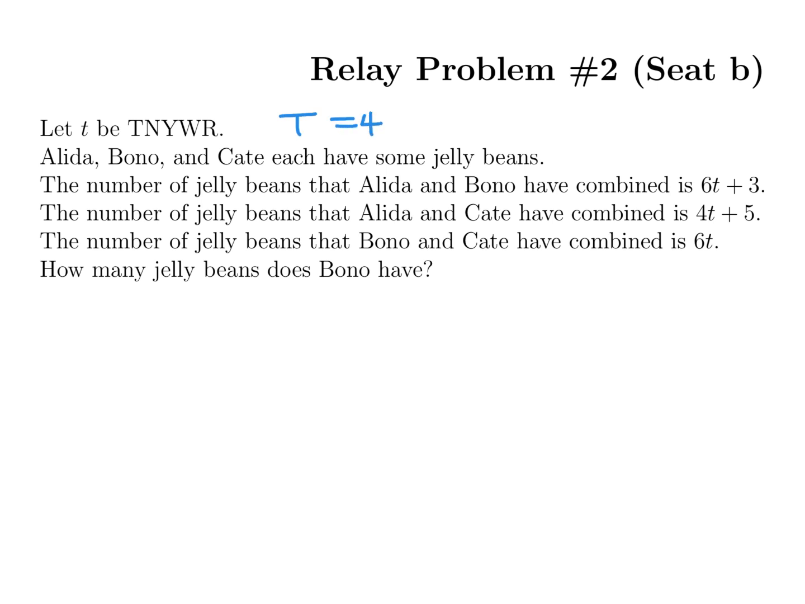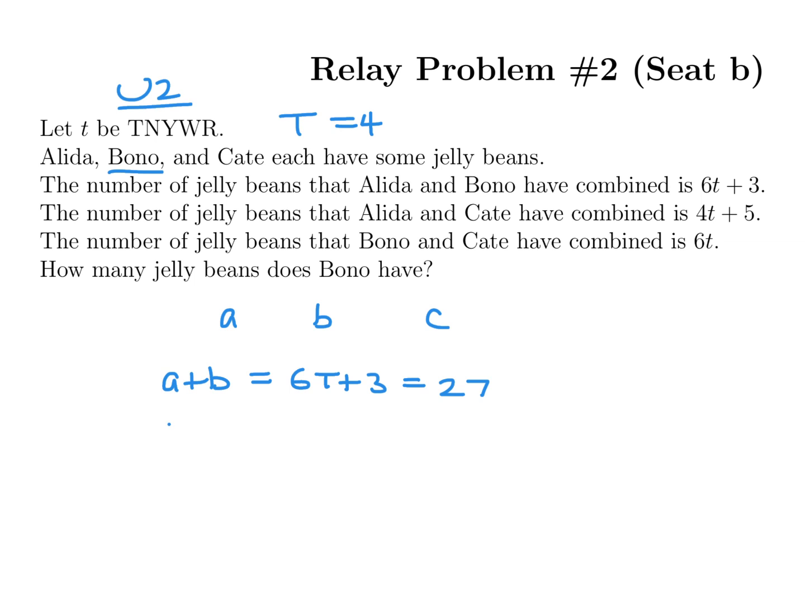Alida, Bono, that's the lead singer of U2, one of my favorite bands, and Kate each have some jelly beans. The number of jelly beans that Alida and Bono have combined is 6t plus 3. The number of jelly beans that Alida and Kate have is 4t plus 5, and Bono and Kate have 6t. How many jelly beans does Bono have? Okay, so we'll just call it A, B, and C for the number of jelly beans that Alida, Bono, and Kate have. The first one tells me that A plus B is 6t plus 3. Now t is 4, so that's going to be 27.